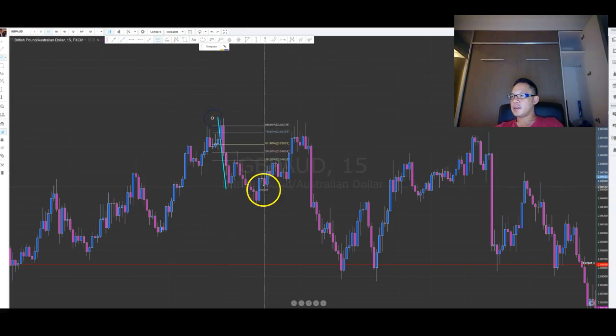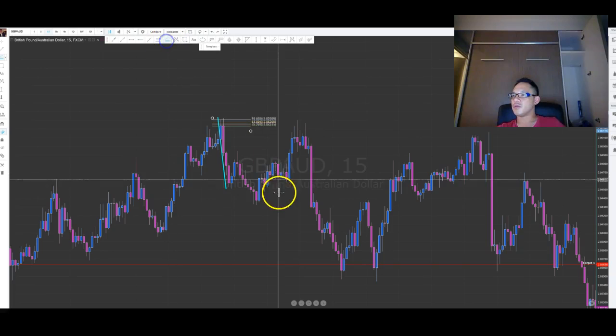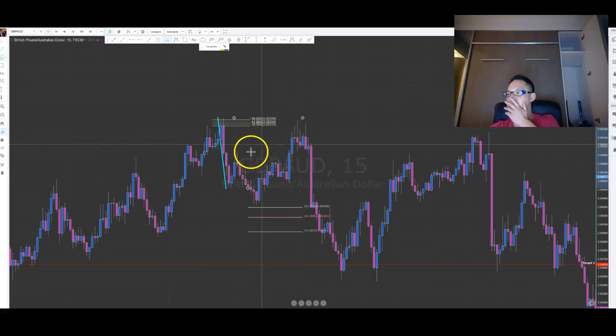X to A. For the minimum 38.2, we get that, right? We get that here when it violates the 64.8. I'm going to leave it there. Don't worry about that. And then I'm going to draw from the X to A back up, and we get... Oh, we just missed it. Let's see how we just missed it.